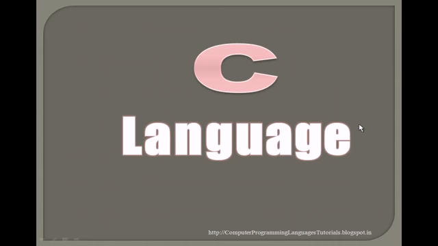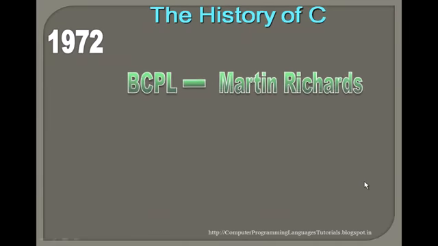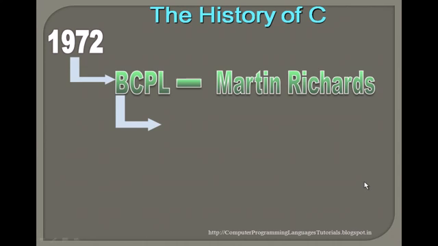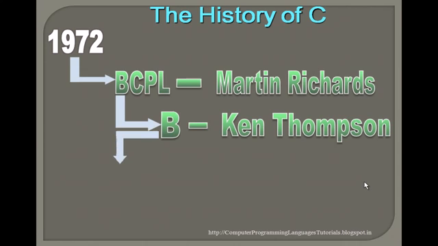Now let us start with C language. Here is the simple history of C language. In the year 1972, Martin Richards first found the BCPL language. BCPL stands for Basic Combined Programming Language. It is also known as B language.